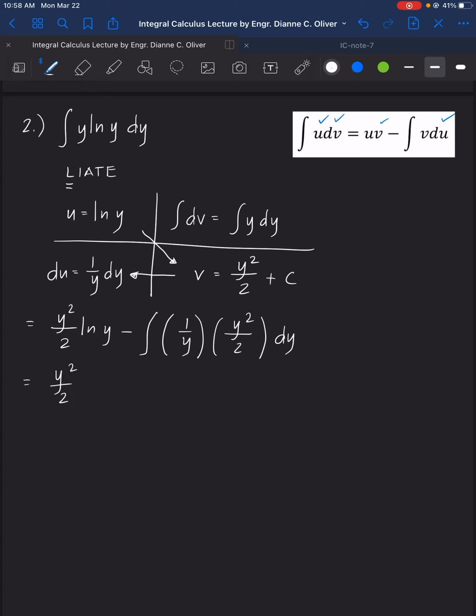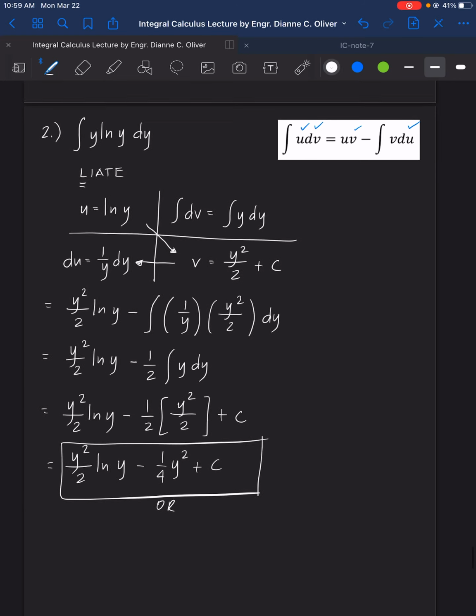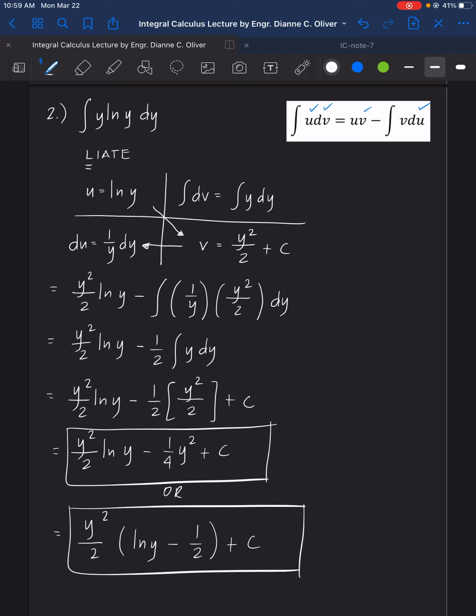So we have y squared over 2 ln of y. This is minus, so we bring out 1/2 integral of y dy. So this is equal to y squared over 2 ln of y minus 1/2 times y squared over 2 plus c. So this is equal to y squared over 2 ln of y minus 1/4 y squared plus c. So this is now the answer. Or we can simplify. We can have y squared over 2 times ln of y minus 1/2 plus c. So that's for number 2.